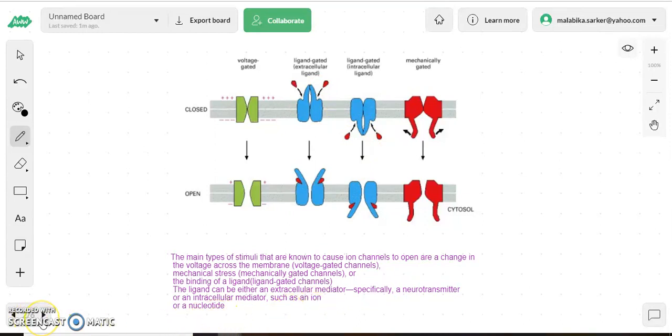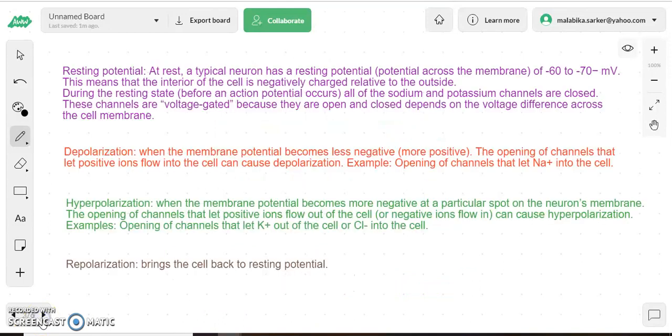So we know about the stimulus and what it does. Next, we need to know all these terms in order to answer this question. At the beginning of the experiment, the axon is at resting potential. What does that mean? At rest, a typical neuron has a resting potential, which is the potential across the membrane of -60 to -70 millivolts. We have a resting potential of -70 millivolts in the question.